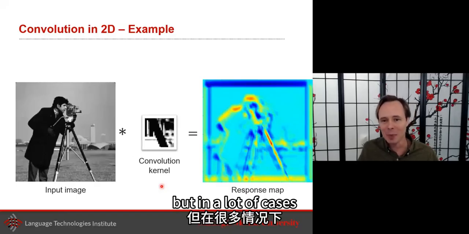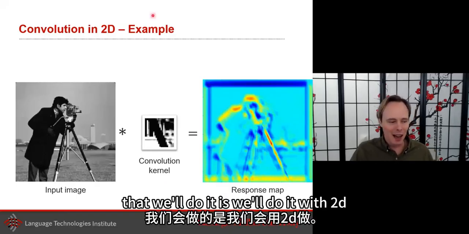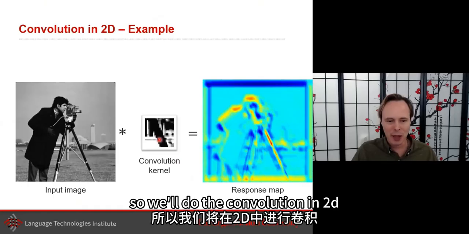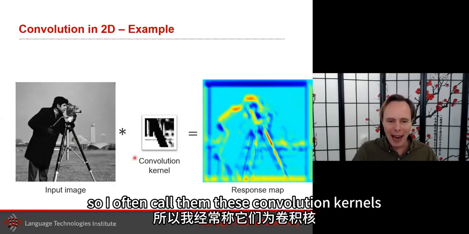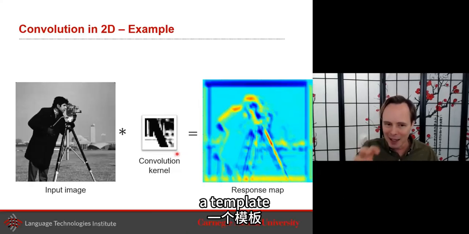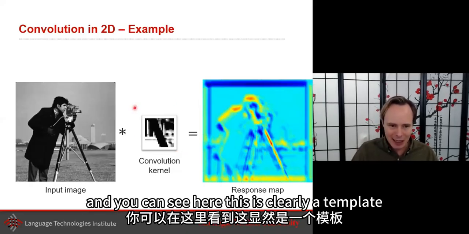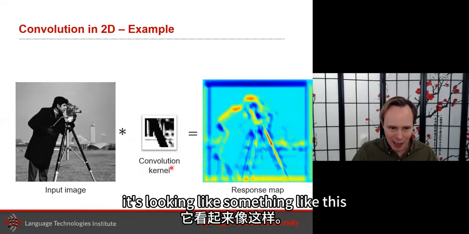This is 1D, but in a lot of cases we'll do it with 2D. So we'll do the convolution in 2D, but the basic concept is the same. I often call them convolution kernel templates. And you can see here, this is clearly a template. It's looking like something like this.